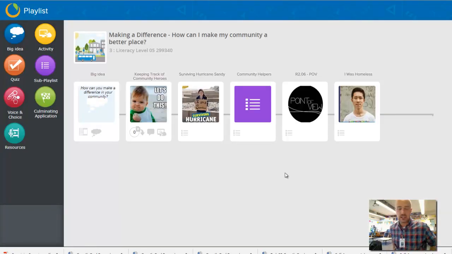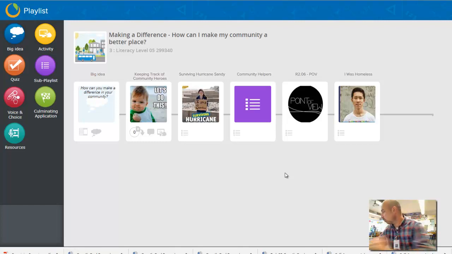One of the playlists that we went through last year was a Making a Difference playlist. I made three Making a Difference playlists, and this is one of them that we did around Christmas time. This was How Can I Make My Community a Better Place? We started off by doing this as an anchor playlist for two different articles. One was Surviving Hurricane Sandy, and the other one was I Was Homeless.